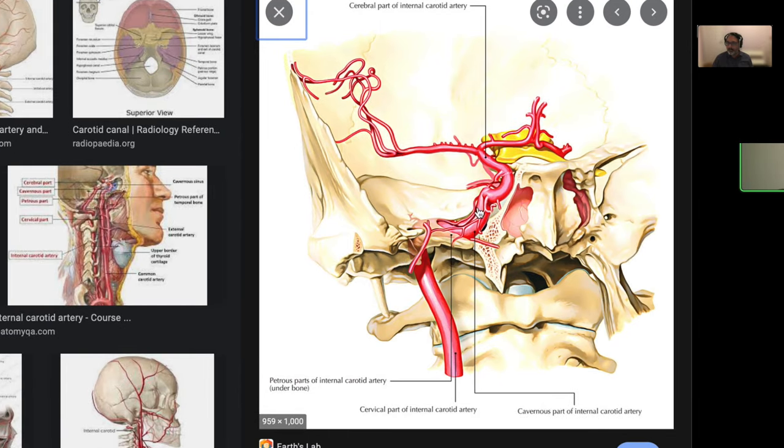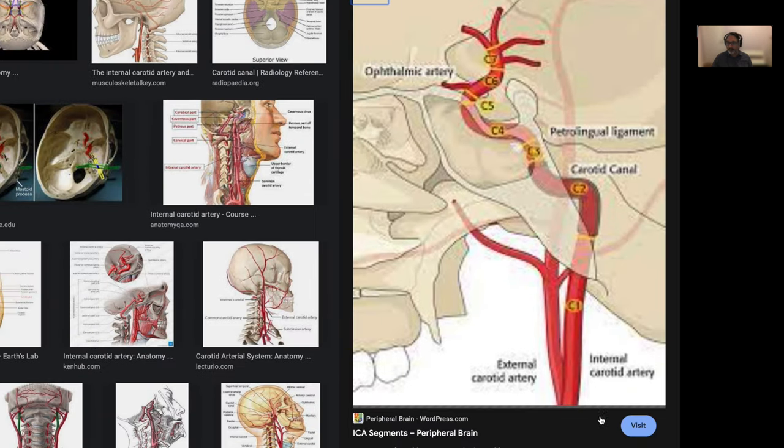And then it moves up and curves around like this and forms a circle over this. So it's very tortuous. It's pretty straight until it comes into the brain, where it's got this sort of tortuous route. A lot of these different diagrams show it well. Look, this one shows it pretty well.